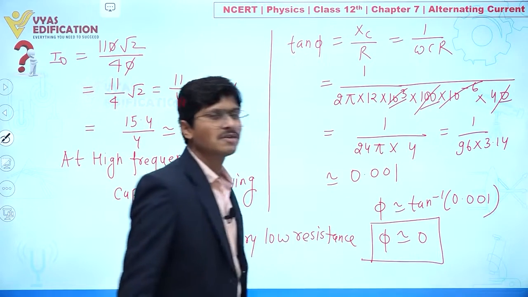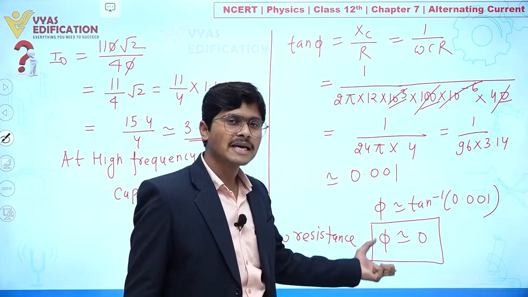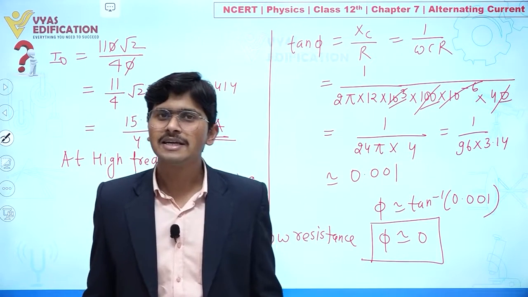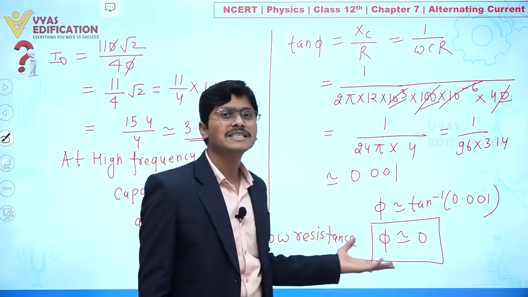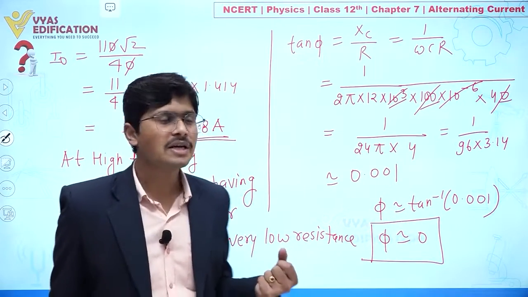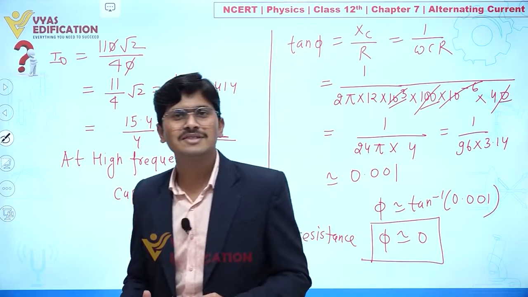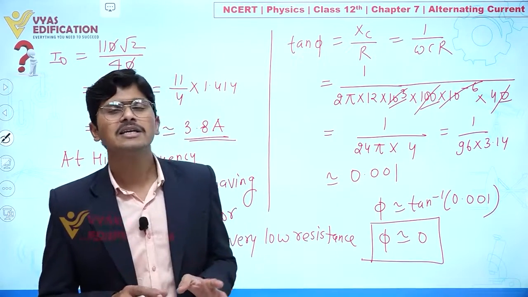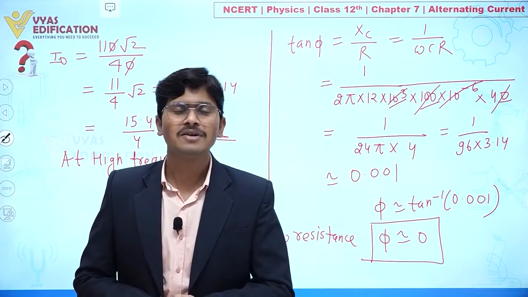What are we understanding by this angle? We are understanding that the resultant is making a very small angle with the resistance, or we can say the value of Xc is very low. So like this you can prove that at high frequency the capacitor behaves just like a conductor having very less or negligible resistance. So this is all about this question.